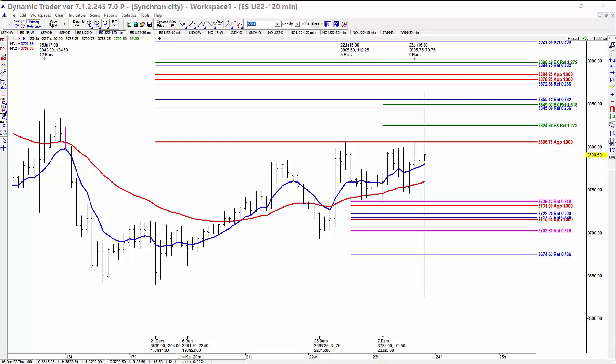Okay, what's the cost of training? Do you need to buy software? Well, you don't have to buy the software that I use. I use Dynamic Trader, but that'll cost you at least $1,000, and it costs me about $900 a month in data feed. But you can use Thinkorswim, you can use TradingView, and there's another program that I'm involved with that will be coming out in the future.